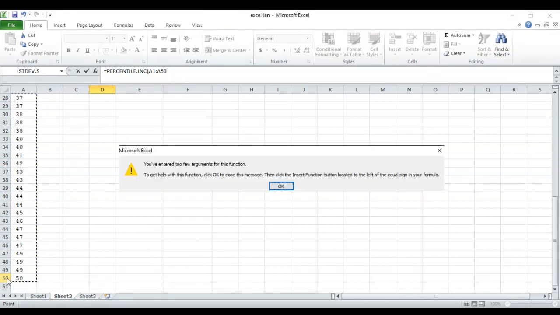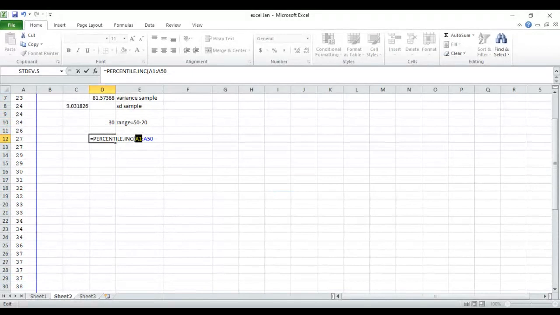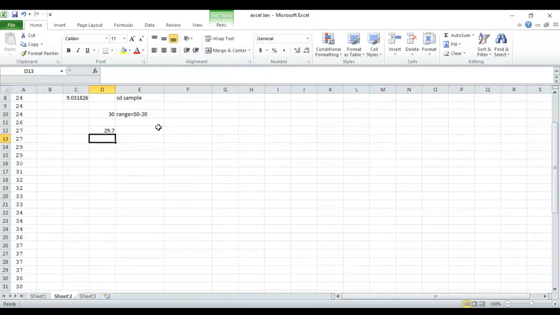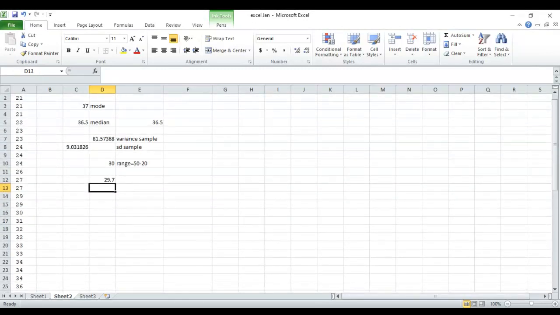So I want to select our array, and then K. K is what percentile we want. We want the 30th percentile, so 0.3. 0.3 is for 0.30 or 30%. So we get 29.7. So that means below 30% of our data, 30% of our data is below 29.7, including 29.7.